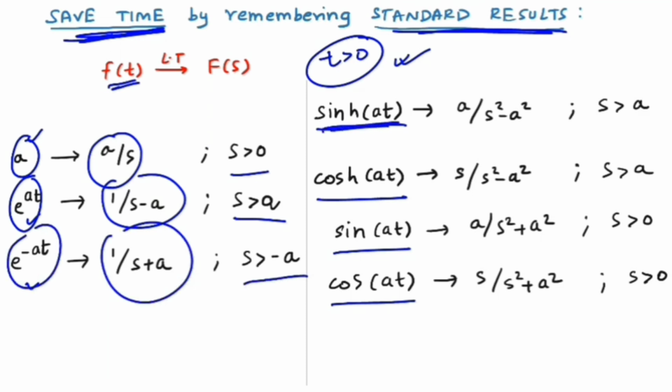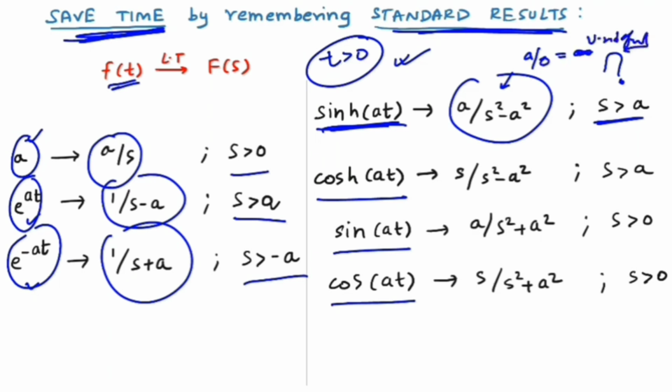If it is sine hyperbolic of at, then the answer is a over s square minus a square, where s is greater than a. Your question might be why. If you substitute s equal to a here, then it would be a over a square minus a square, which is a over 0, and the answer is not actually infinite, it is undefined, right? So you don't know what a over 0 is. So if you need a finite answer, your region of convergence should be s greater than a. This is the region where you will get the finite answer.